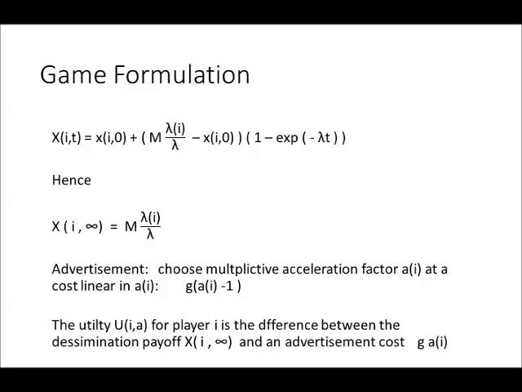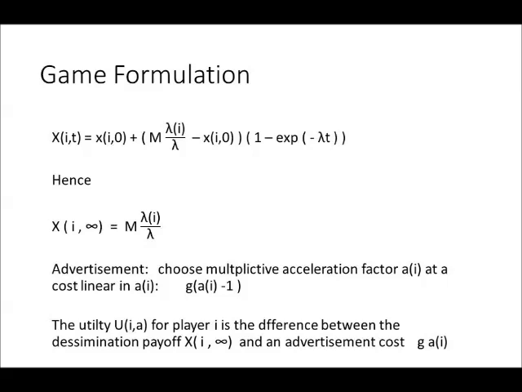This acceleration is obtained at some cost. We assume here a linear cost, which is given by a constant g times AI minus 1. Again, the minus 1 is there because we don't want to have to pay anything if we don't accelerate, if we don't advertise.